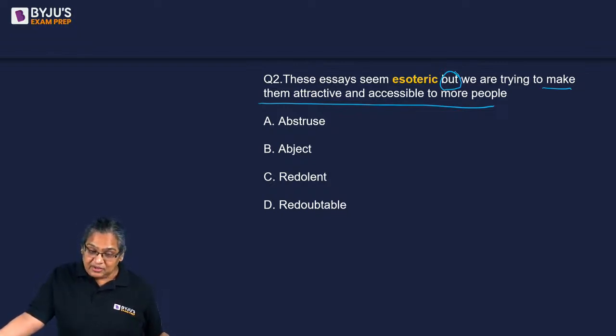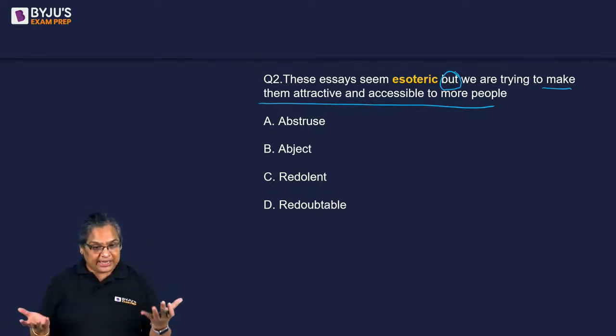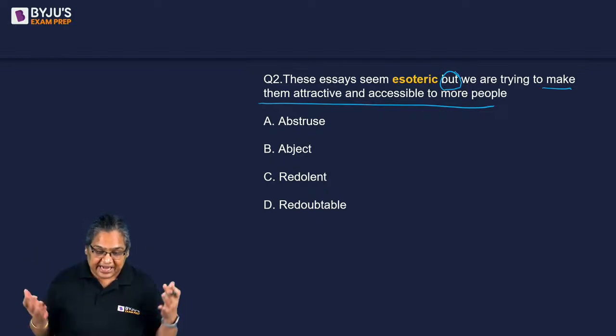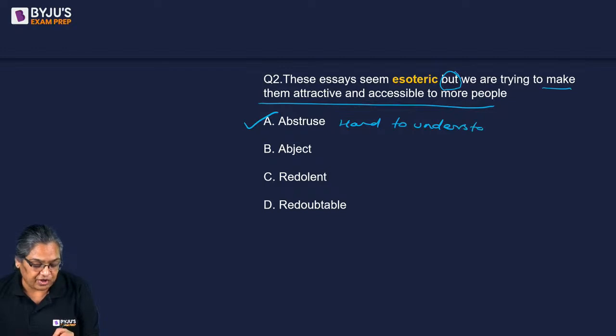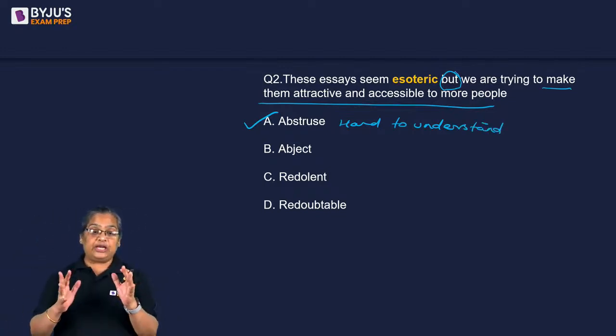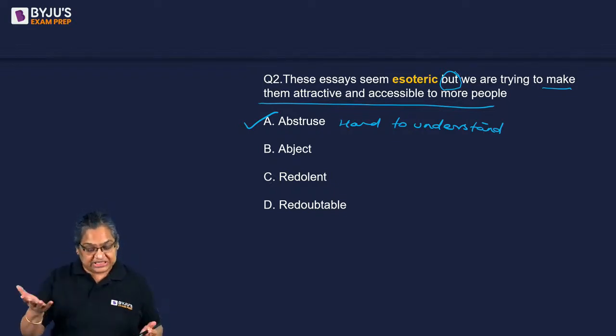All right. Redolent. What does redolent mean? What does redoubtable? Do you think esoteric means abstruse, abject, redolent, or redoubtable? What is the meaning of esoteric? Esoteric essays which are neither attractive nor accessible to people. So that would make it known to only a few people, not accessible, not within the understanding of others. Therefore, abstruse. Abstruse means hard to understand, which is one of the meanings of esoteric. Esoteric also means known only to a few people. If it is known only to a few people, then obviously it is hard to understand for other people.